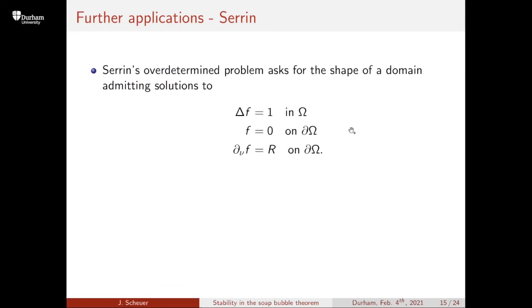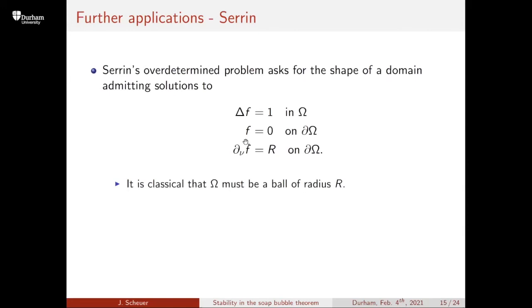Now Serrin was asking the question whether you can determine the shape of omega if you have information about the Neumann data as well. So if your Neumann derivative at the boundary is a constant, then Serrin's result from the 70s says that omega must be a ball. Okay, so this is a perfect rigidity result in terms of the Neumann derivative of f.